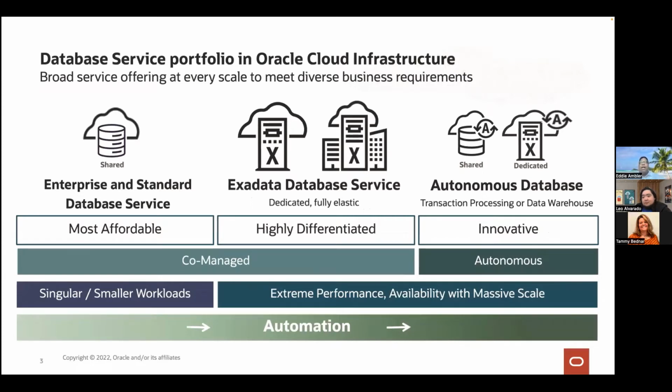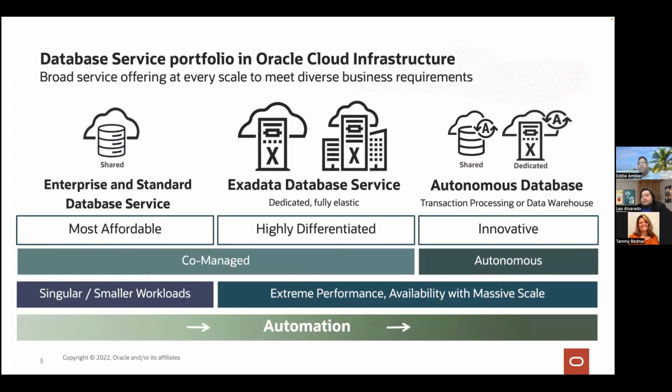The Oracle Cloud has a great portfolio of Oracle database cloud services. On the left side, you see our base database service, which offers enterprise and standard edition databases. It is a co-managed offering that is really good at servicing single instance to 2-node RACs from one OCPU to more than 128 OCPUs, and all the way up to 80 terabytes of database storage.